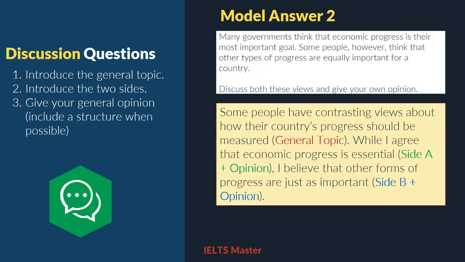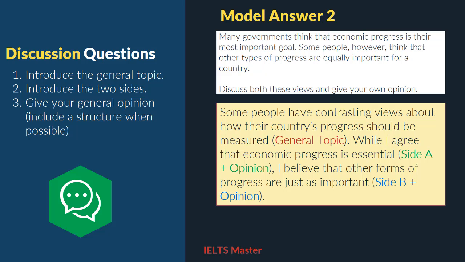The question is, many governments think that economic progress is their most important goal. Some people, however, think that other types of progress are equally important for a country. Discuss both these views and give your own opinion. And so here, my model introduction is, some people have contrasting views about how their country's progress should be measured. While I agree that economic progress is essential, I believe that other forms of progress are just as important.